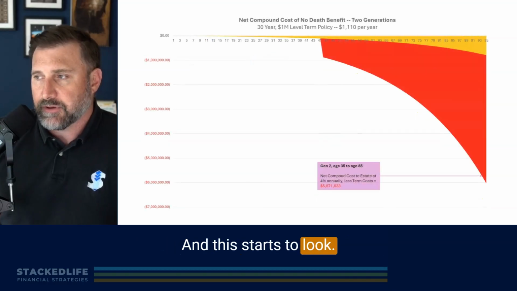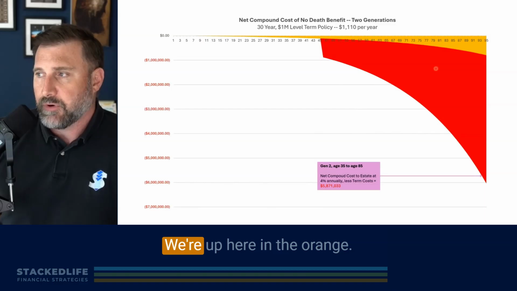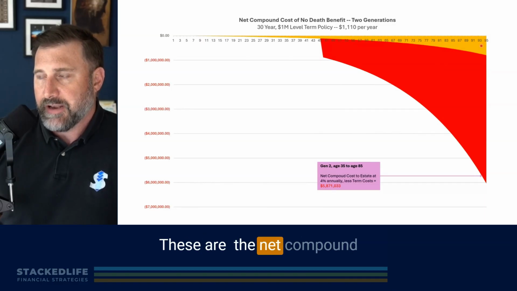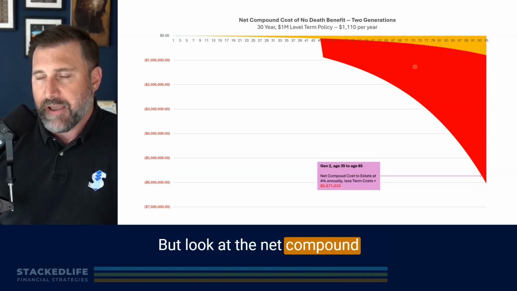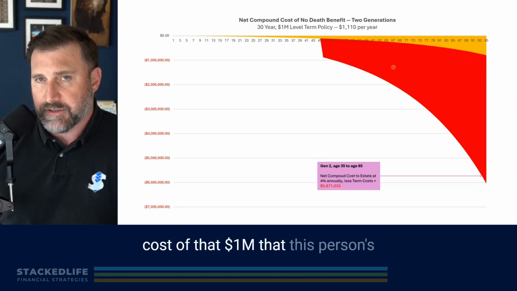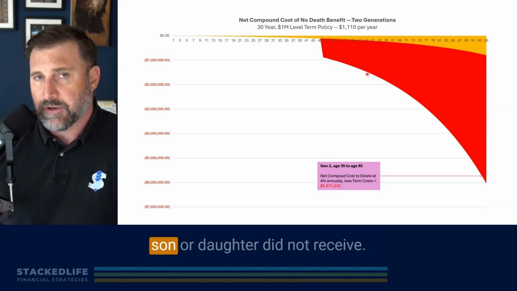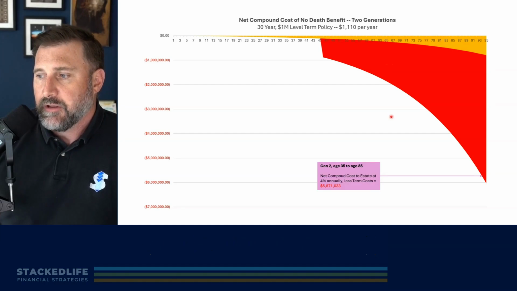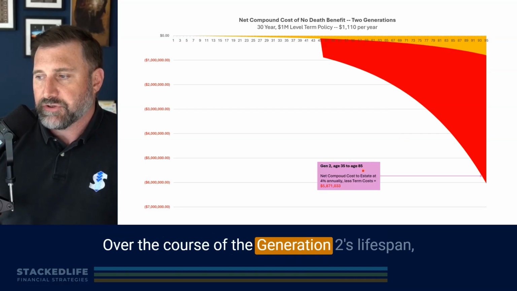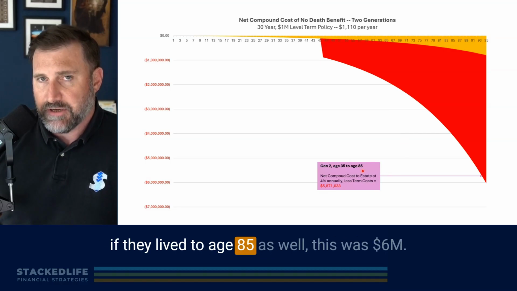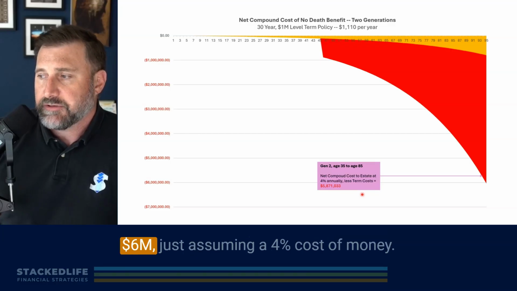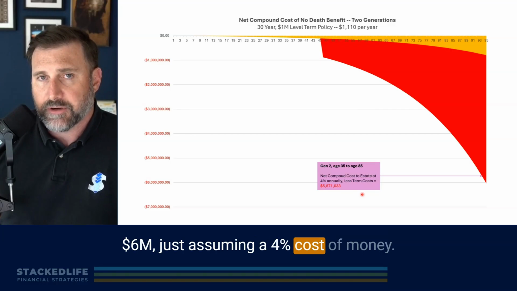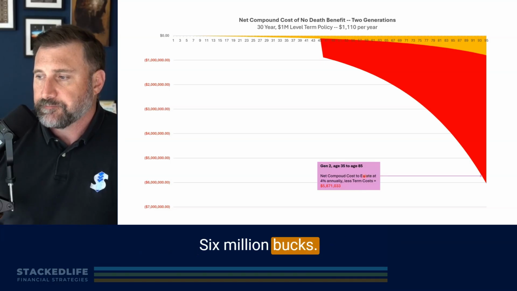And this starts to look very significant. We're up here in the orange. These are the net compound cost of the term premium. But look at the net compound cost of that $1 million that this person's son or daughter did not receive. Over the course of generation two's lifespan, if they live to age 85 as well, this was $6 million. That's starting to become real money. $6 million, just assuming a 4% cost of money.